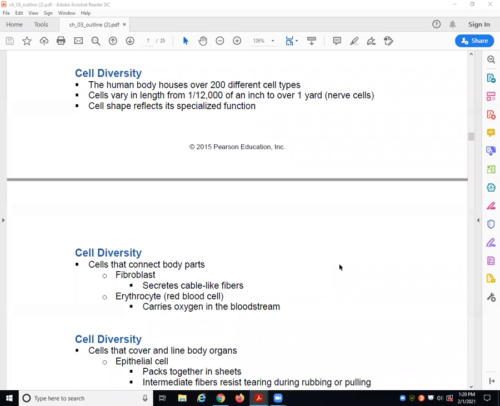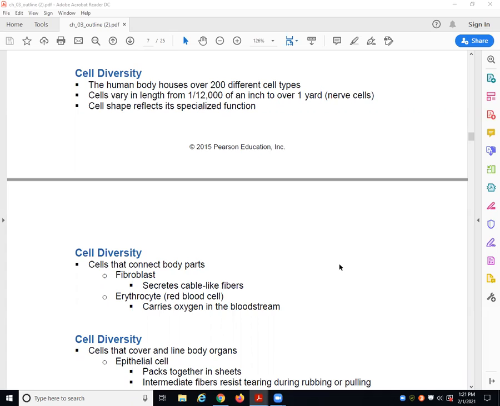So now we've covered the organelles in the cell, let's talk about the diversity of cells, all right? Because they're not all the same. So human bodies can house over 200 different types of cells, okay? So just like all people are not the same, all cells are not the same. All right, so cells are going to vary in length from 1/12,000th of an inch to over 1 yard, right? So you have some nerve cells in your body that are actually 3 feet long, okay? You actually consider the whole thing one cell.